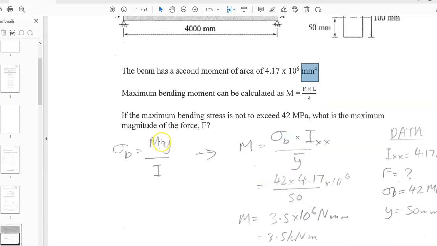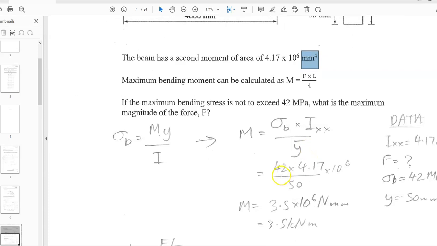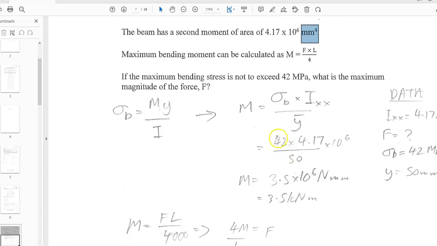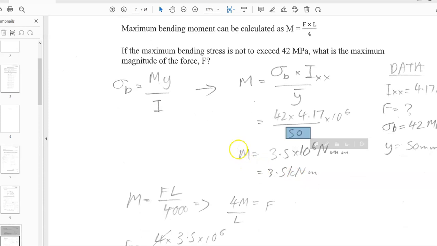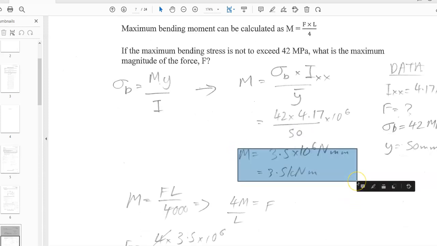Okay, so first of all, I had to rewrite My over I, right? I've written it as moment equals sigma stress times second moment of area divided by Y bar. I've plugged in those numbers. We know that if we use millimeters, we use megapascals. We go together like megapascals and millimeters squared. So we're using megapascals, millimeters to the power of 4, and millimeters. We plug in those numbers and that tells us our maximum bending moment equals 3.5. If you can see 3.5 kilonewton meters, you give that person 1 mark.